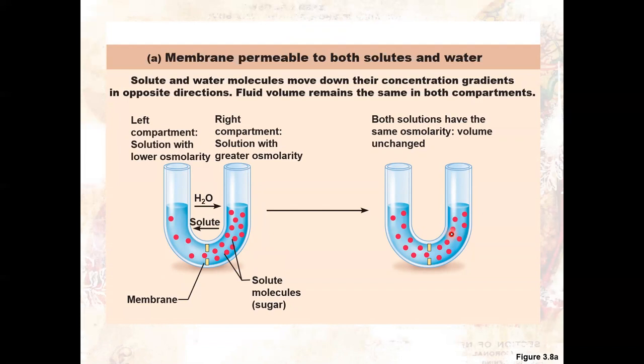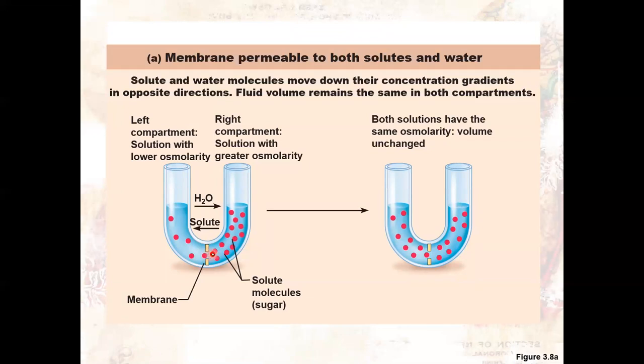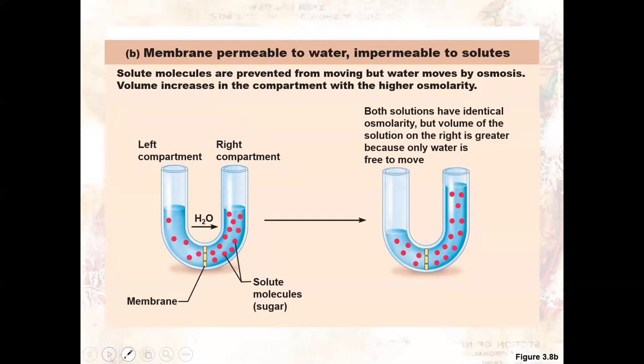Everything's happy. But what if we shrink the hole on that membrane right there so that these little red dots can't fit through? Well, if we do that, now the little red dots can't go through. So what happens is that the water moves. Water follows stuff around. Water moves toward osmolarity or concentration. Examples. Let's look.